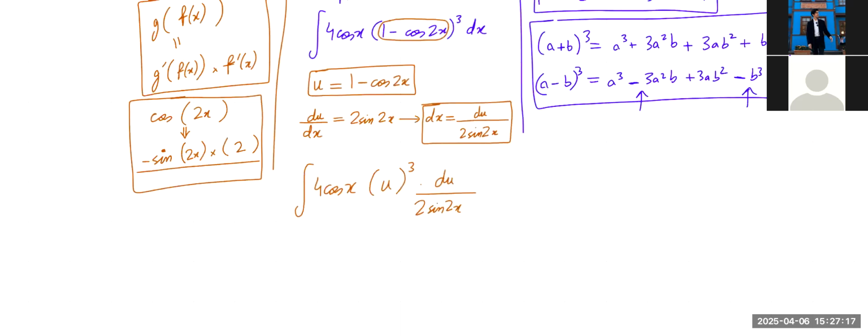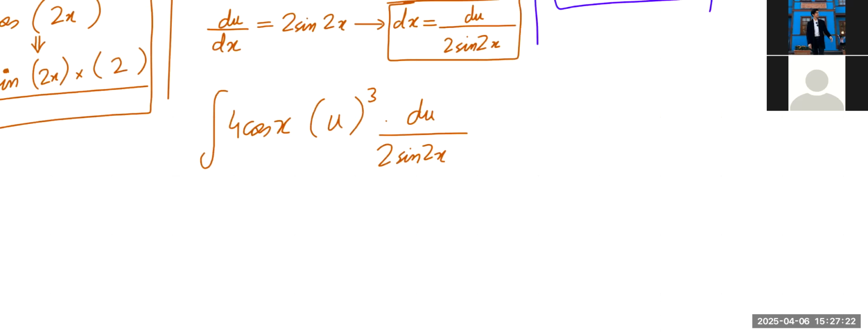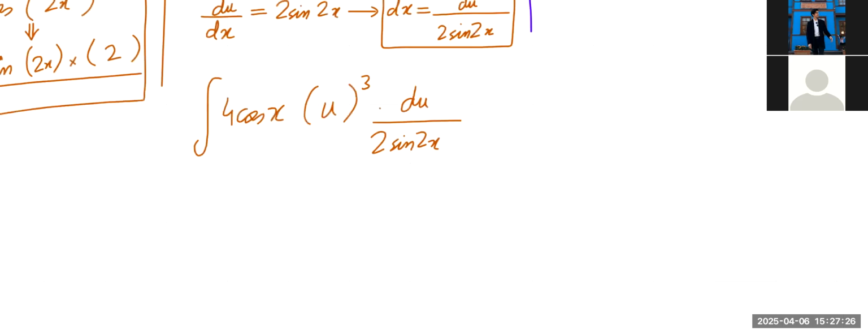We need to figure out how to remove this cosine x and sine 2x from here because they're still x things. We need purely u stuff in here. Any ideas, by the way? Whenever you have a situation like this and you need to cancel stuff out somehow but don't know how to, think about identities. What identity can I use here? What is sine 2x equal to? It's equal to 2 sine x cosine x, isn't it?